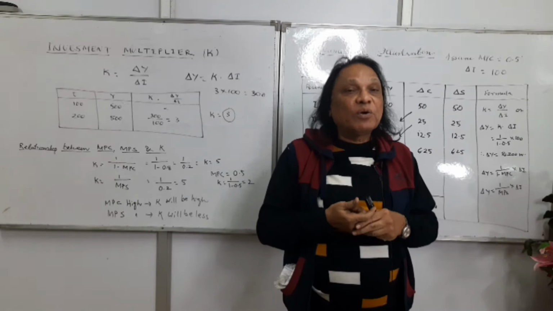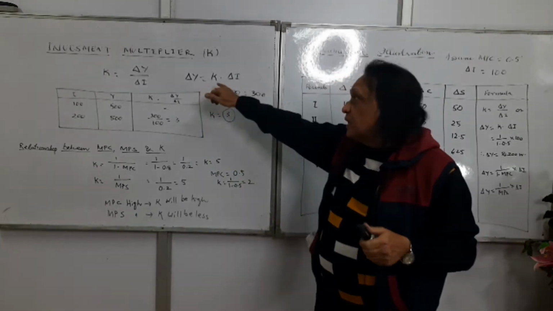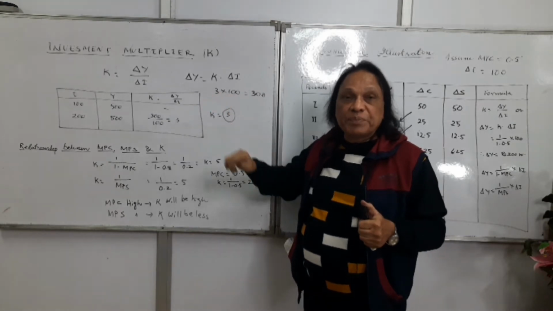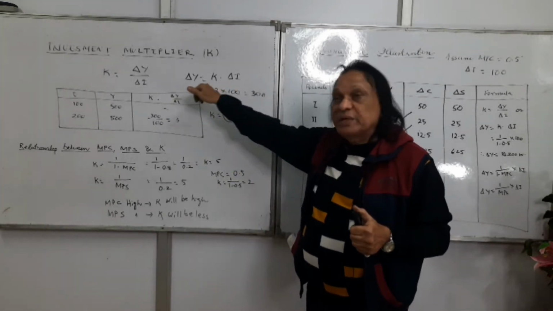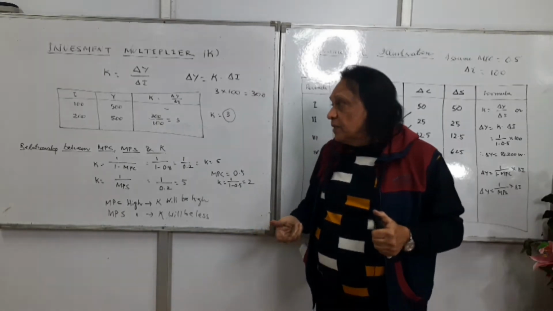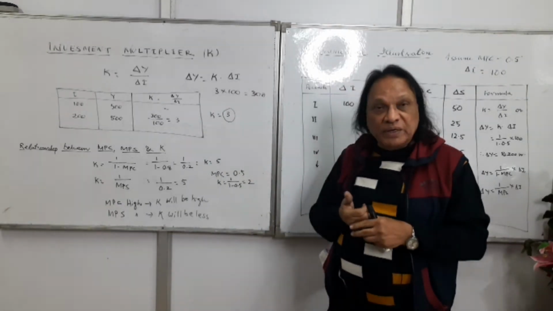So K is equal to delta Y upon delta I. Mathematically we can write it as delta Y is equal to K times delta I. So K is a number with which we multiply the change in investment to get change in income. Delta Y is equal to K times delta I. Now we go to the next part of this K.